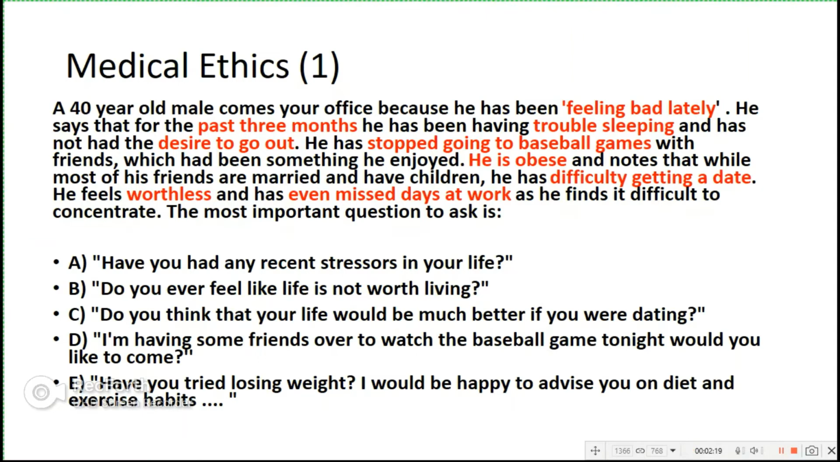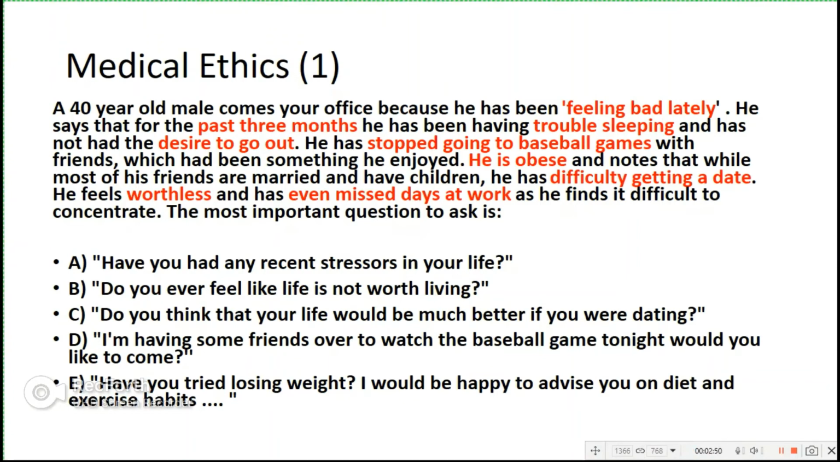Option A, asking about the recent stressors in life. First of all, it is a leading and direct question, and you're not going to ask a leading and direct question. And secondly, asking about the feeling of committing suicide is more important than evaluating any recent stressor. You can evaluate the recent stressor later on, but first of all you have to evaluate the most important and most concerning thing, which is the risk of committing suicide.